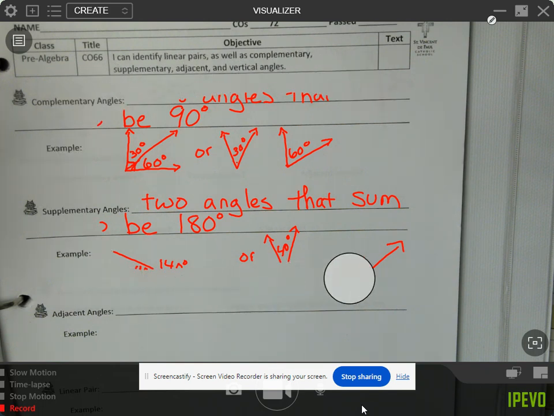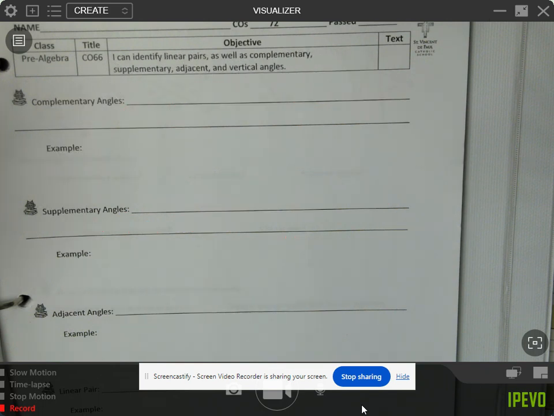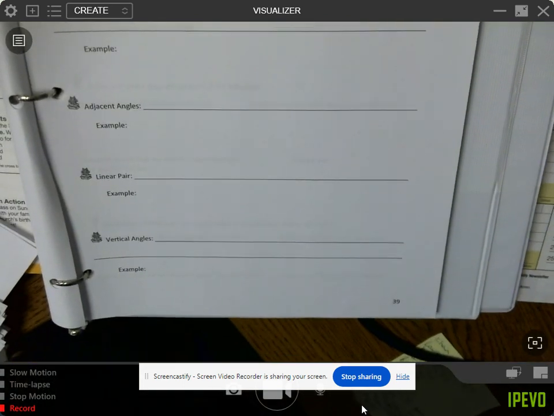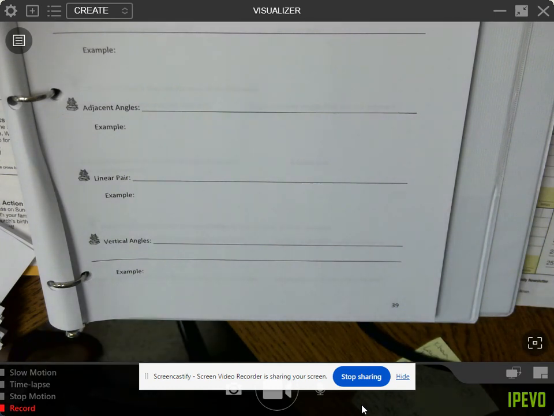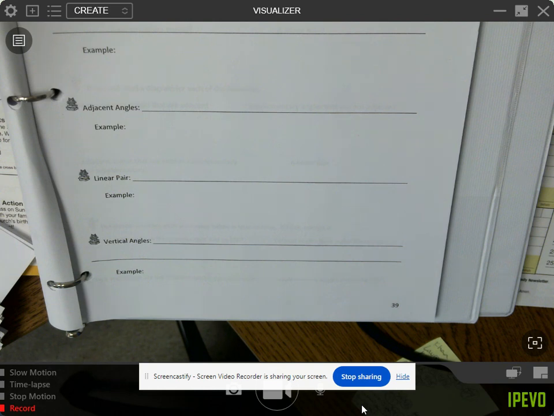Let's look at our next vocab words. What was that, Gabe? Well, complementary and supplementary are not basically the same because they add to different degrees. So what do you think adjacent angles are? Fiona? No, that would be congruent. Congruent means the same. You are correct.